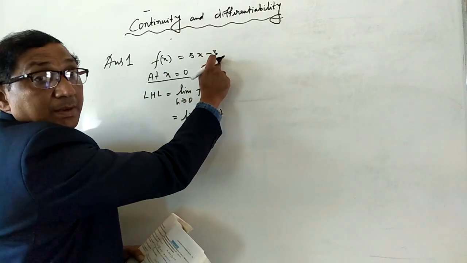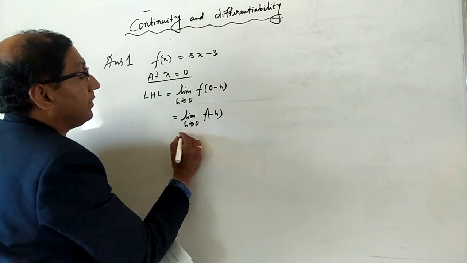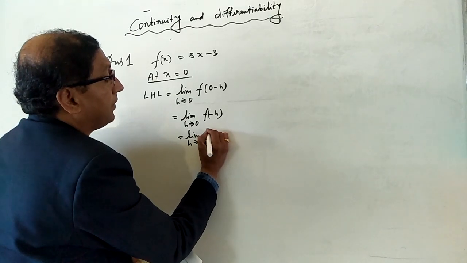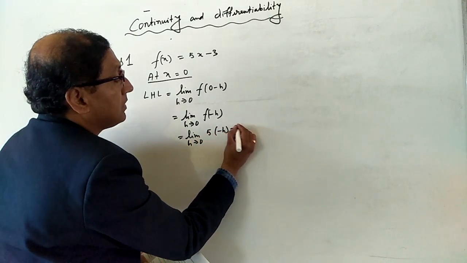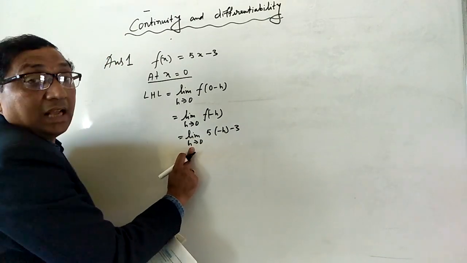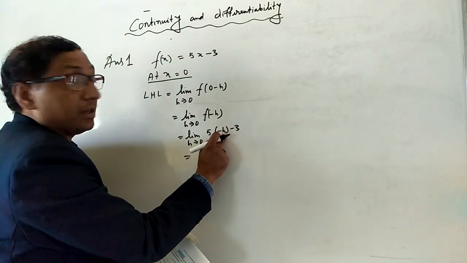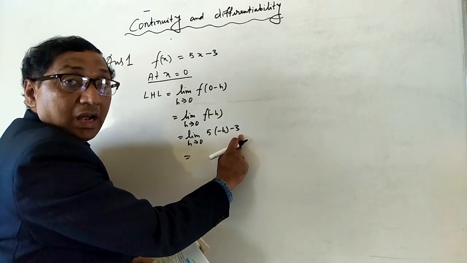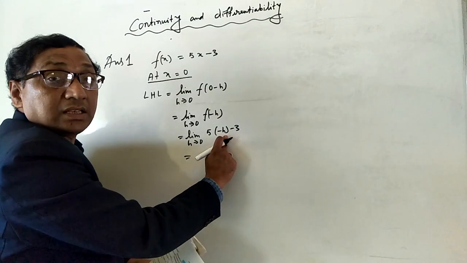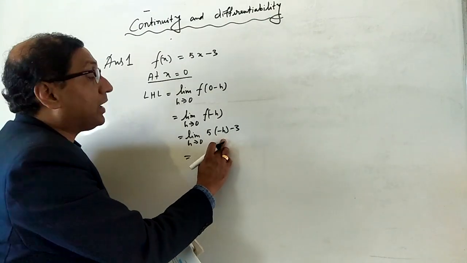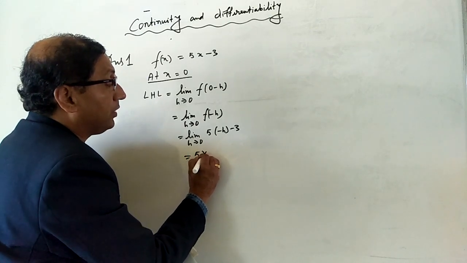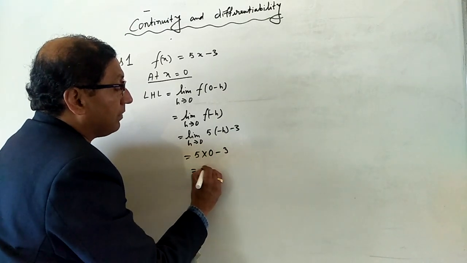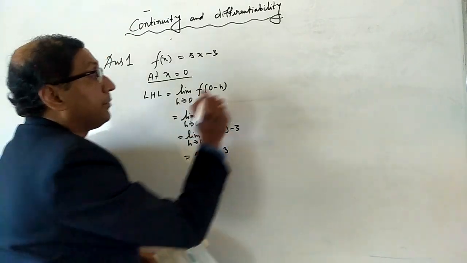Now f(x) is given as 5x minus 3, right? So f(minus h) will be limit h tends to 0 of 5(minus h) minus 3, right? After that you can put the value h equals 0 here, because we are not getting a zero in the denominator. So directly we can put h equals 0 here. Then we will get the limiting value, the left hand limit. So 5 into 0, then 0 minus 3. So we are getting minus 3. That is the value of the left hand limit.